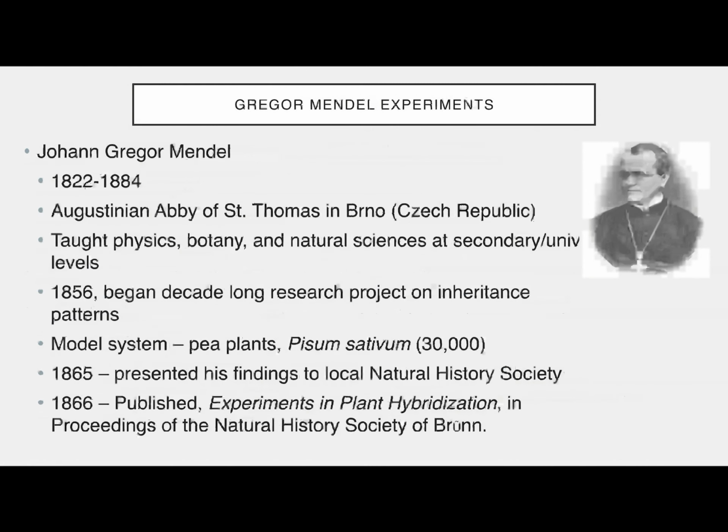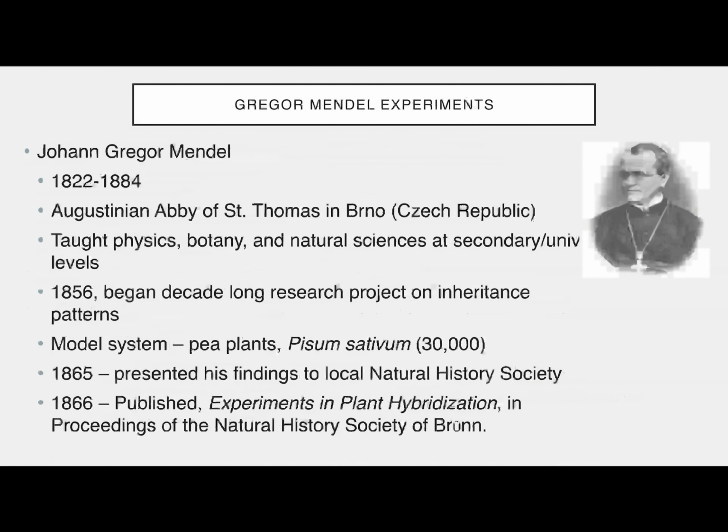So first, what we're going to do is talk about Gregor Mendel and his experiments. So a little bit about Gregor Mendel. He was fairly prevalent in the 1900s with his experiments. He did work as an Augustinian monk at an abbey in St. Thomas in Brno. That is the Czech Republic. And he taught things to secondary and university levels like physics and botany and some natural sciences.